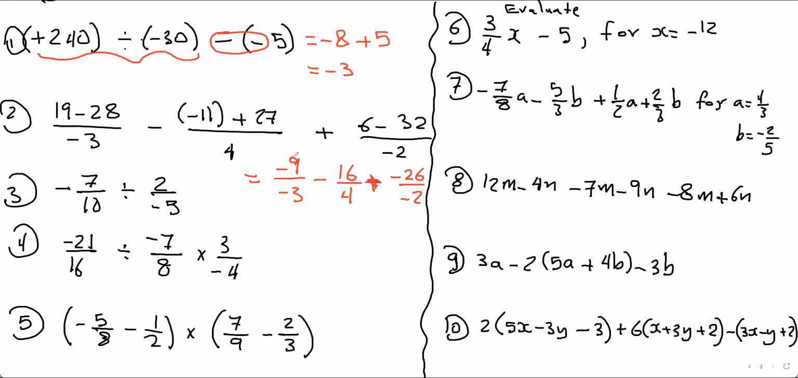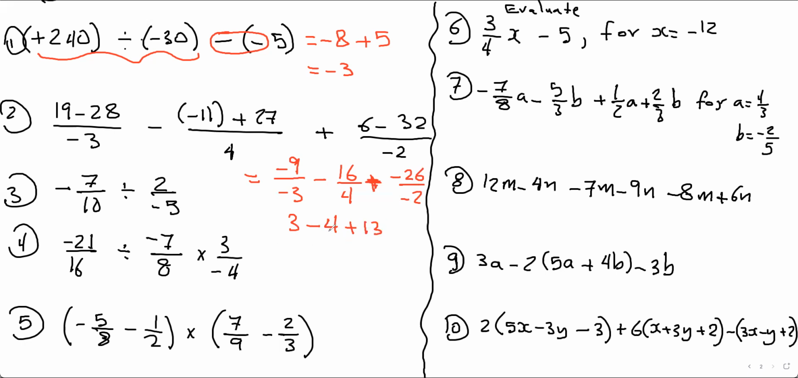Now you do the operation here. This is division. We said fractions means division. Negative 9 divided by negative 3. Negative divided by negative is positive. So you get 3. And you have your minus sign here. 16 divided by 4 is 4. And you have your plus sign here. And you have negative divided by negative is positive. 26 divided by 2 is 13.